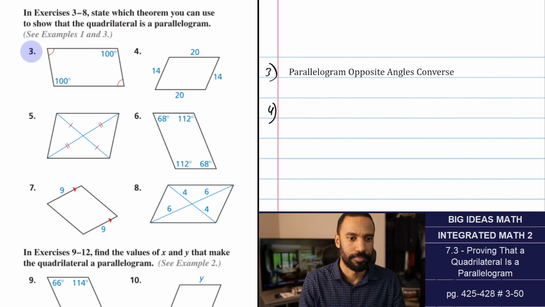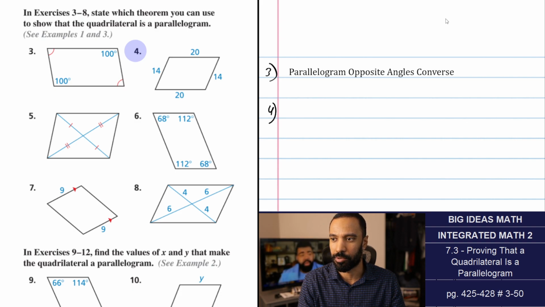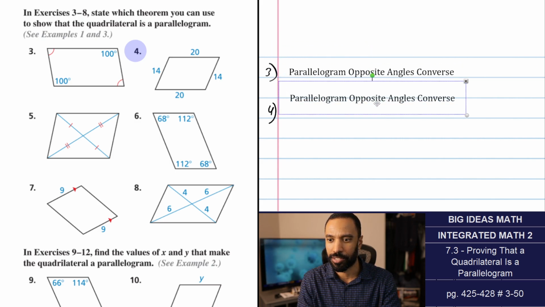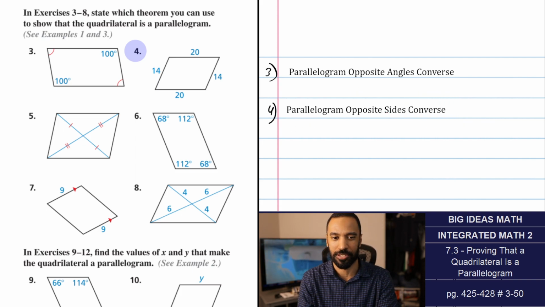Number 4. Two sets of 4s, two sets of 14s, two sets of 20s. They're opposite each other. These are indeed also going to be parallelograms by the parallelogram opposite sides converse. I'm going to be very cheap with you on this here, as long as my computer doesn't crash in the process of doing a bunch of copying and pasting. There's number 4.